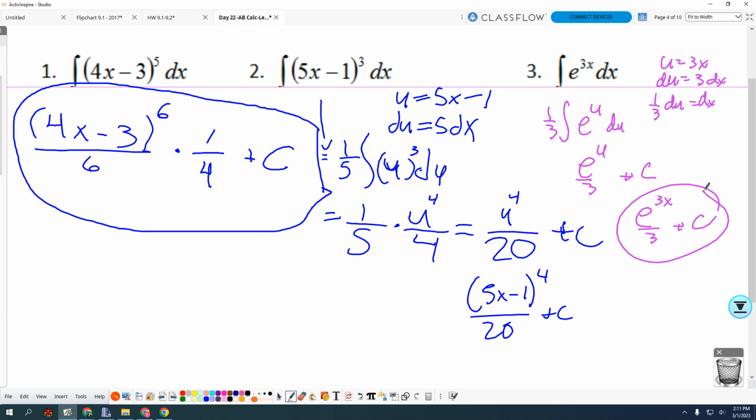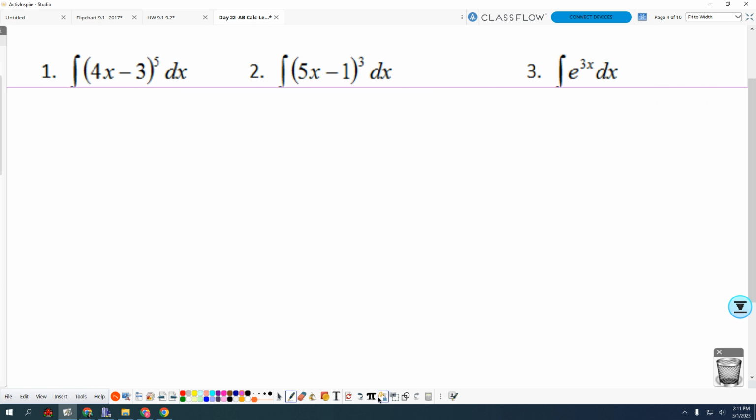Where you need to use substitution would be on the worksheet from last night. Does anyone have it? Like x to the 1/3 times.